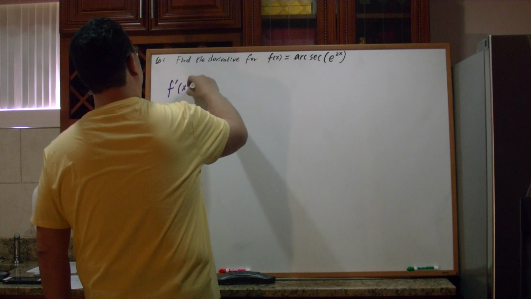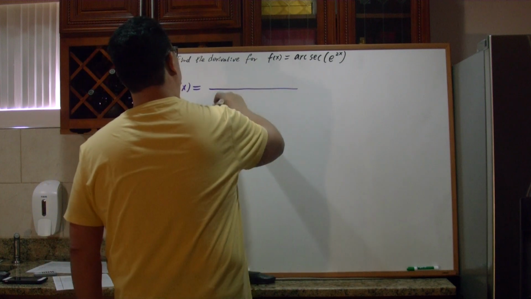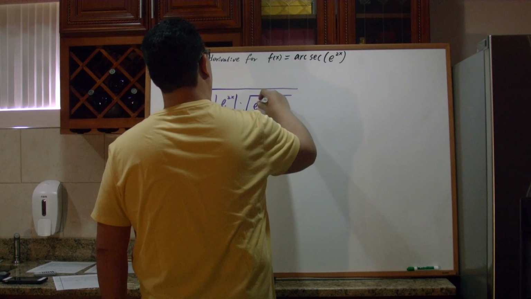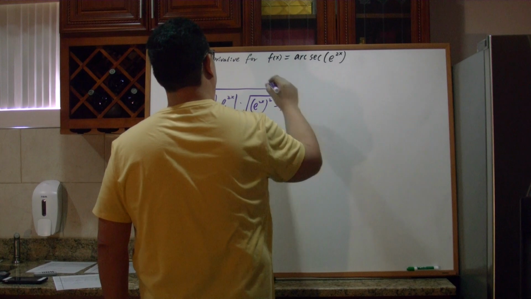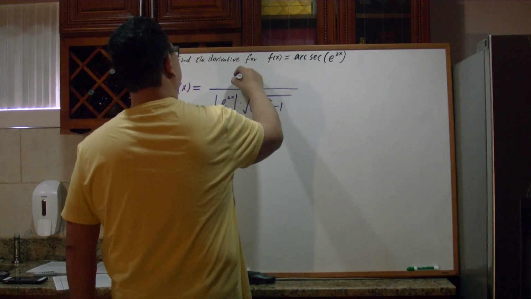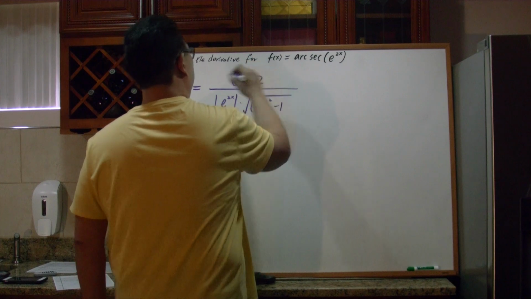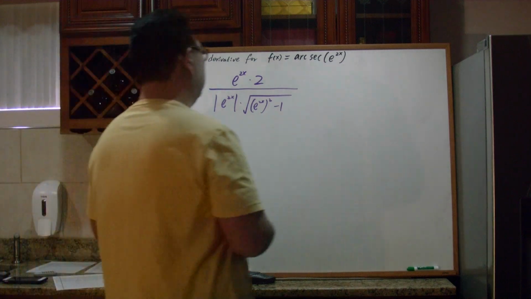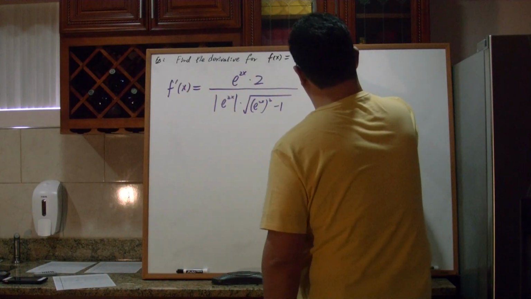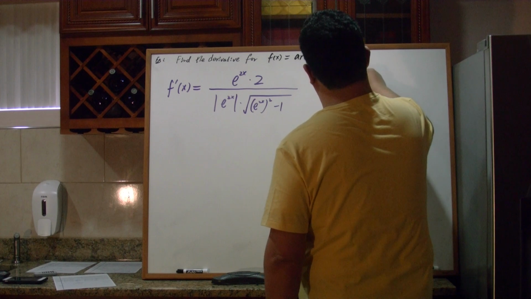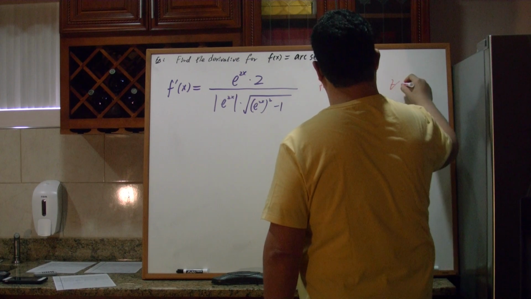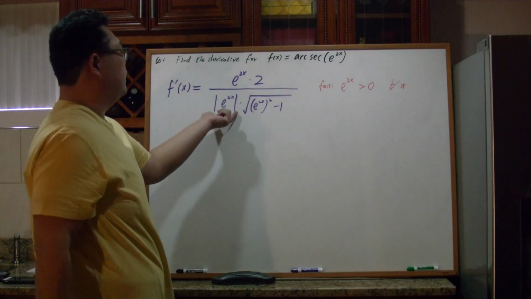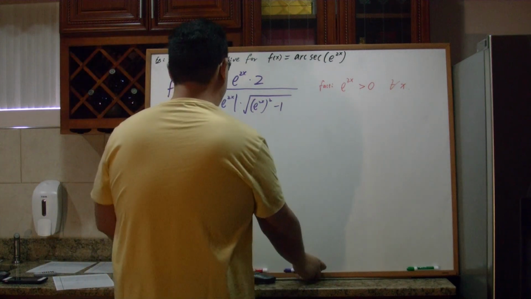F prime of x, the formula is the absolute value of u times square root of u squared minus 1, and the numerator will be the derivative of u. That formula is just written. The fact is that e to the 2x is always bigger than 0 for all x in the domain. Therefore, for the absolute value, we don't have to worry about it.